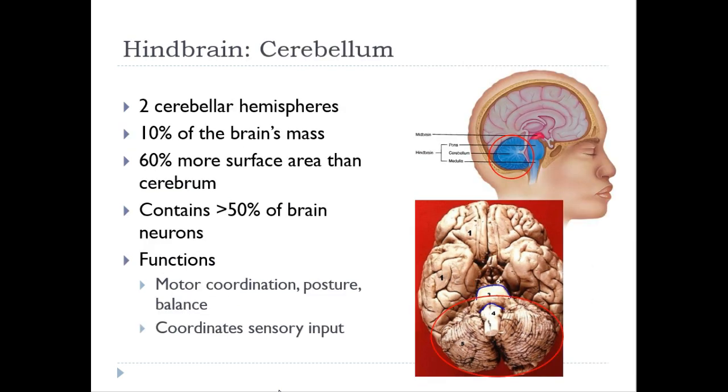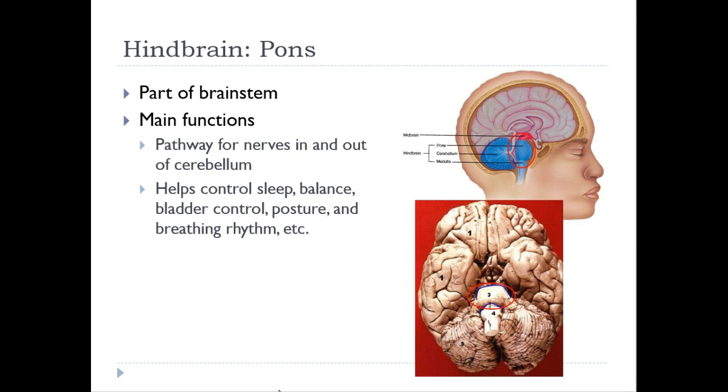The hindbrain is going to be 10% of the brain mass. It contains 50% of the brain's neurons, and it functions to control motor functions, posture, balance, and coordinates sensory input. The pons is part of the brainstem, and its function is to carry nerves in and out of the cerebellum, and helps control sleep, balance, bladder control, posture, breathing. So it basically looks for pressure in certain areas, and if the pressure gets too high, it realizes it has got to release it.